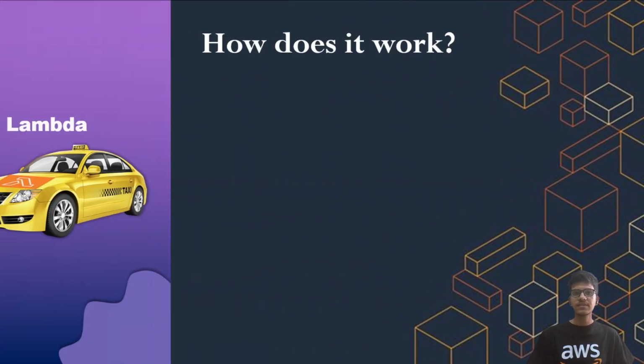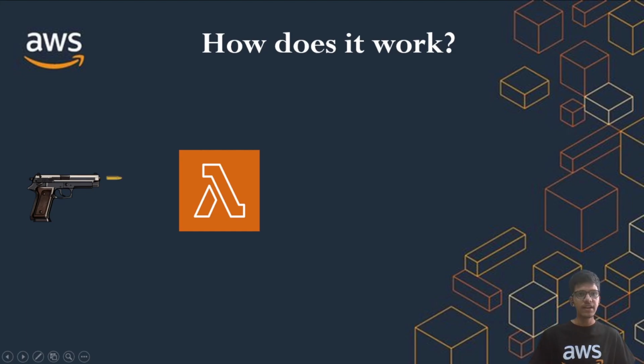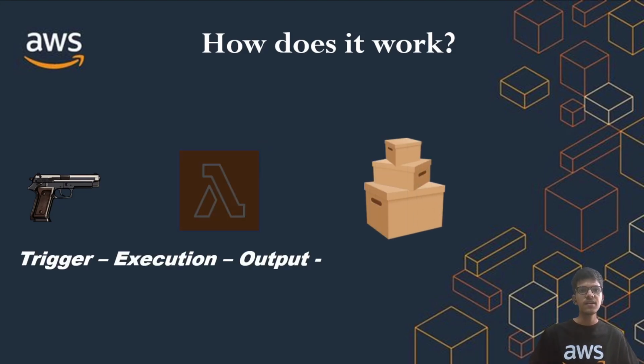Moving on, we'll see how it works. I will take an example. A user calls an API, which is used to generate a personalized greeting. So the trigger is the API call. When triggered, it makes the Lambda function execute. Once the Lambda function is executed, the output is generated. After that, the Lambda function is immediately terminated.